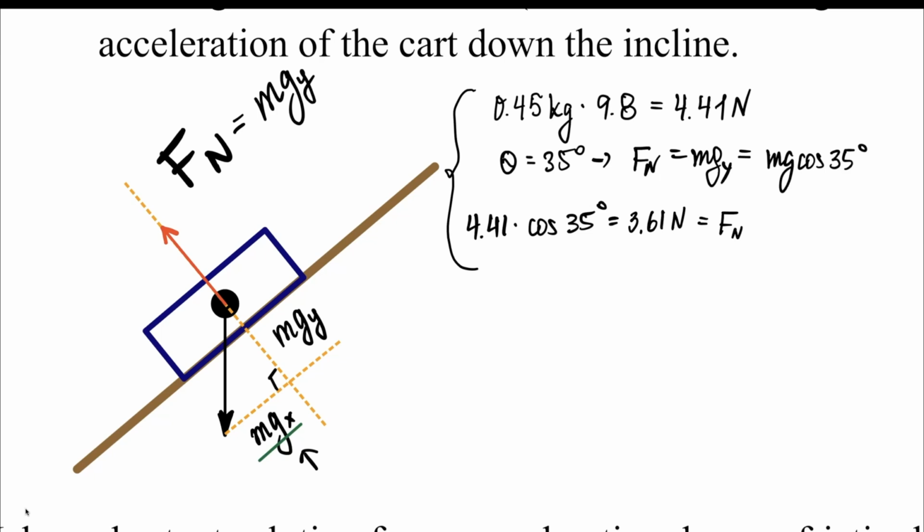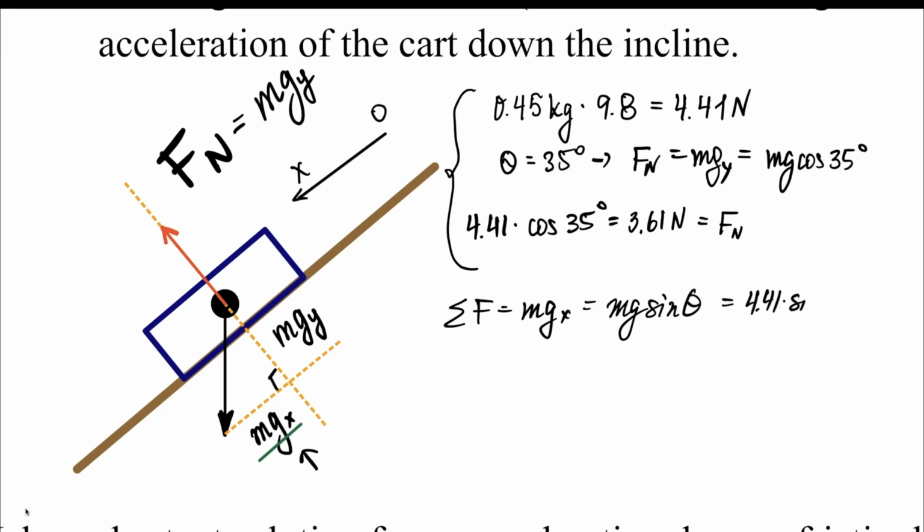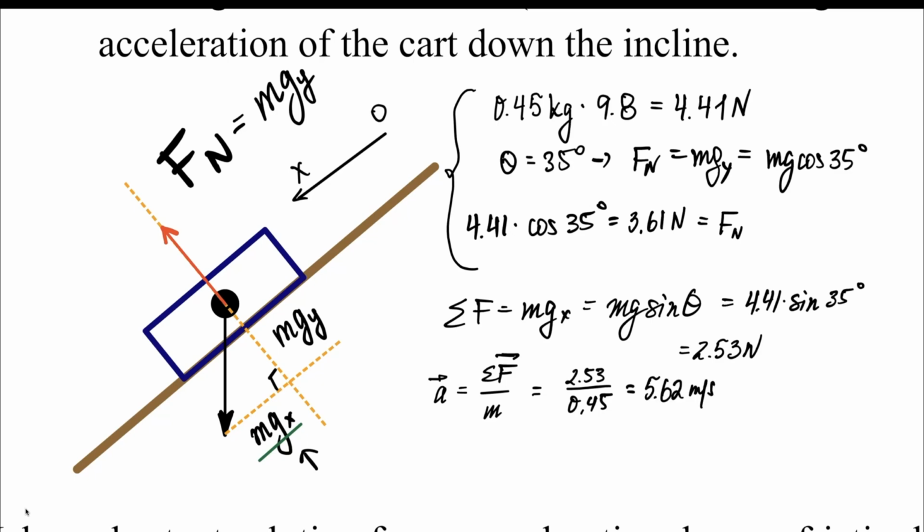But down the incline, in the x direction, the object is accelerating because there is a net force that equals mgx. There is no other force. So that's mg sine of theta. In our case, it's 4.41 times sine of 35 degrees, which is 2.53. If that is our net force, then we can find acceleration using Newton's second law. Acceleration is in the direction of the net force, directly proportional to it and inversely proportional to mass. So I take 2.53 and divide by 0.45, and 5.62 meters per second squared is the acceleration.